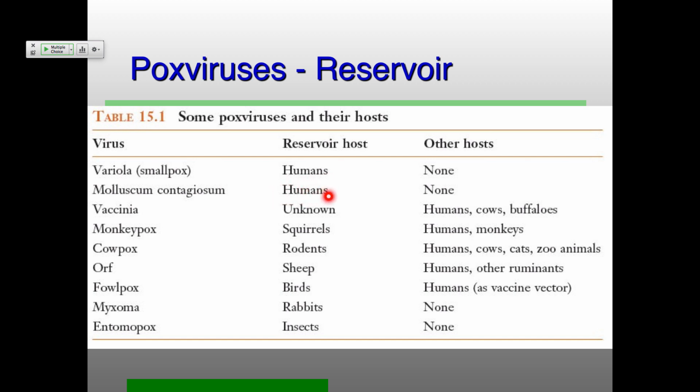Molluscum contagiosum, another pox virus, seems to cause very little in the way of disease other than these sort of pox, raised kind of lesions that you get. Otherwise, Vaccinia is interesting because we really don't know where it came from originally. There are a number of discussions about where Vaccinia came from.